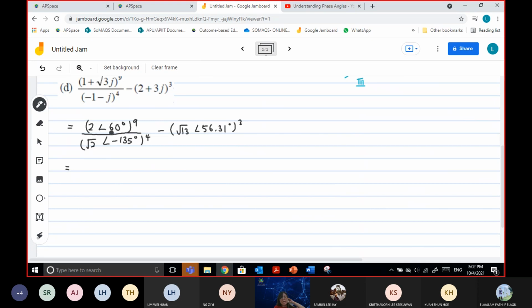Now let's evaluate. For the one at the top, you have 2 power of 9, which is 512, and then 60 degrees times 9, 540 degrees. Then square root of 2 power of 4, which is 4. Then negative 135 times 4, which is negative 540. Then next one, square root of 13 power of 3.